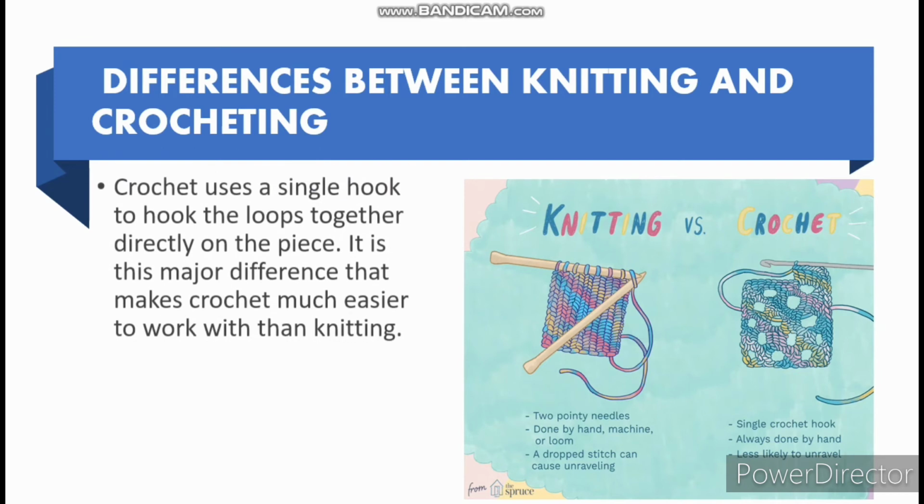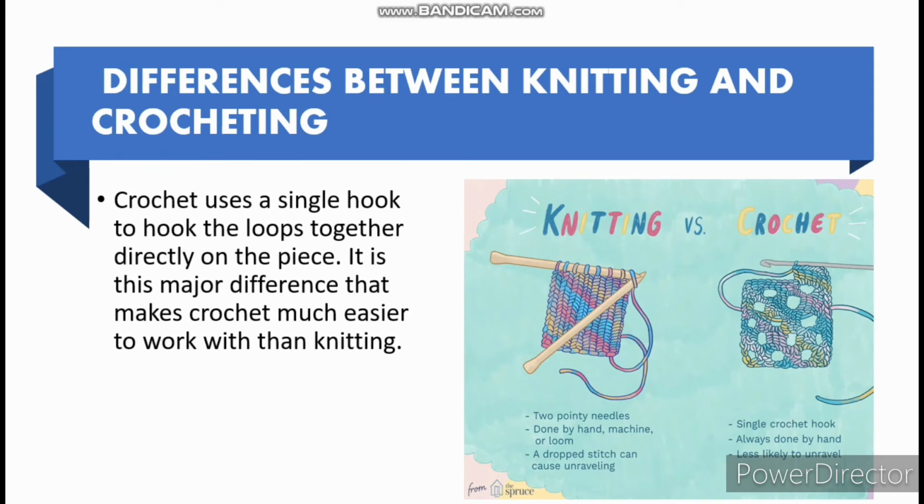Between knitting and crocheting, knitting has two pointy needles. It is done by hand, machine, or loom. Also, a dropped stitch can cause unraveling, that is, it can cause it to come loose. While crochet has a single crochet hook. It is always done by hand and is less likely to come loose. Crochet uses a single hook to hook the loops together directly on the piece, and this is what makes it easier to work with than knitting.